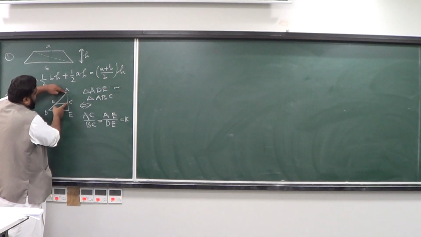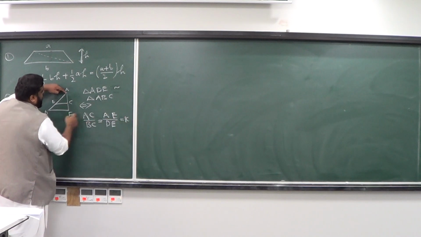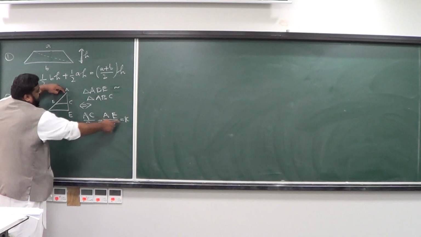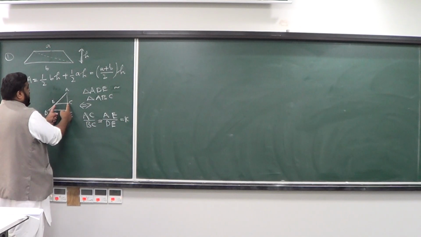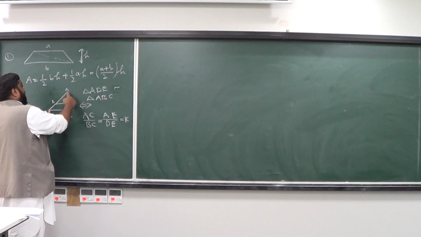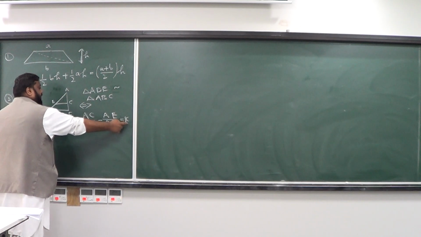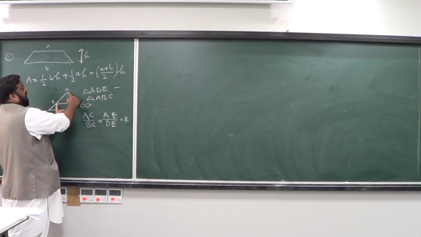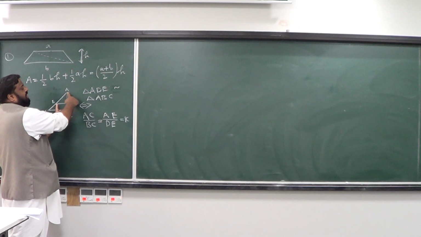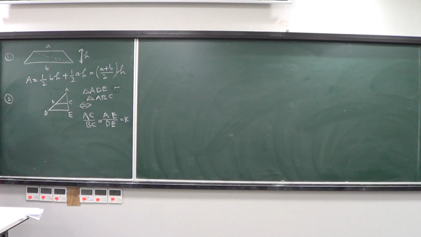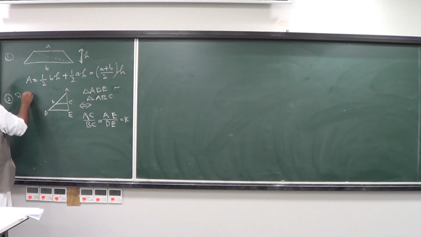So in other words, AE is k times AC, and DE is k times BC. Similarly, the hypotenuse of this bigger triangle is k times, in other words, this fixed number times the hypotenuse of the smaller triangle. So that's really the basics of similar triangles. So this is also something that I'm going to use, similar triangles.